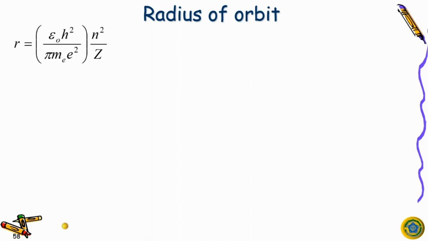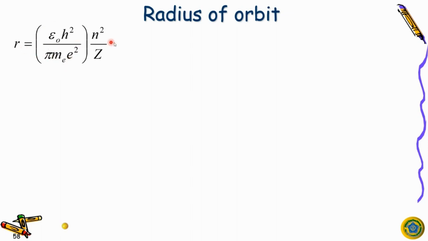So this is the first equation, according to the three equations, this is the first one we found, which is the radius. We don't want to divide these three equations to get this answer for you, but I want you to know this is the answer. So the answer is that R equals this. And as you know, this is constant, because epsilon, Planck constant, pi, the mass of the electron, and the charge of the electron are constants.